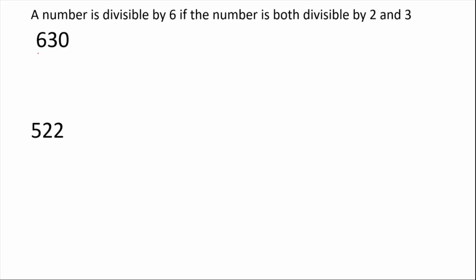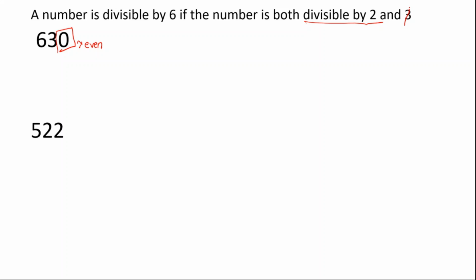Now, the first number here is 630. Now, let's first test if this number is divisible by 2. Now, if it needs to be divisible by 2, then the last digit needs to be even. And the last digit is 0, so this digit is even. So this number is divisible by 2.